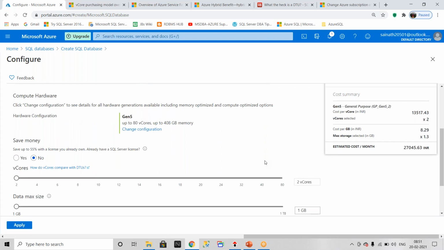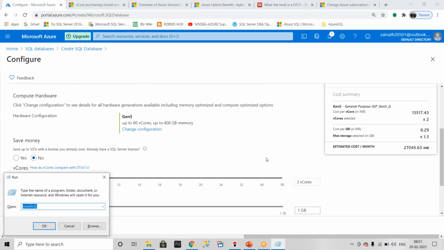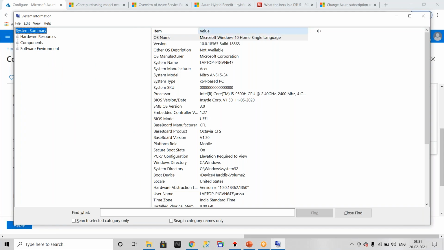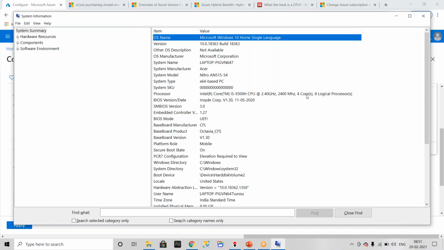Is there any difference between core and vCore? Because they have used this term somewhere. Most of the time they use vCore and other times they use core. See, when you open MSInfo32 and scroll down, we have cores, sockets, 4 sockets with 8 logical cores. All are virtual, not physical. When you go for PaaS, it is completely virtual, right? So they mention vCore, virtual core.